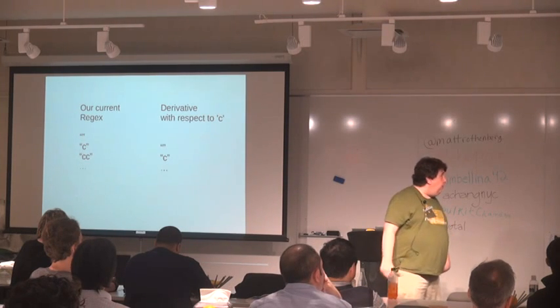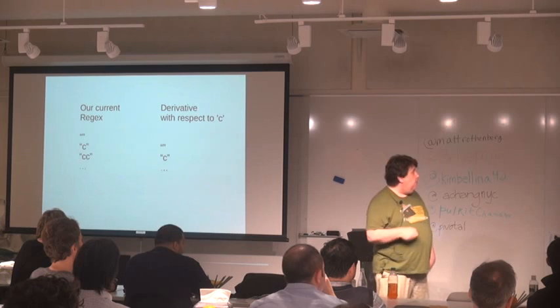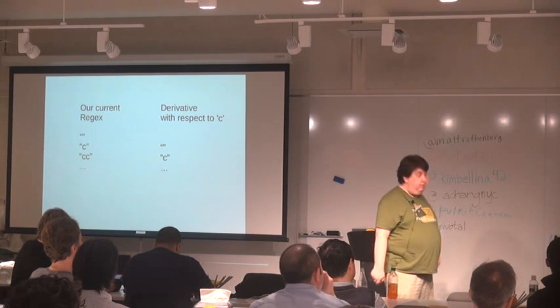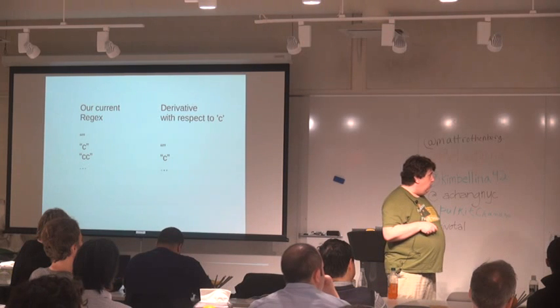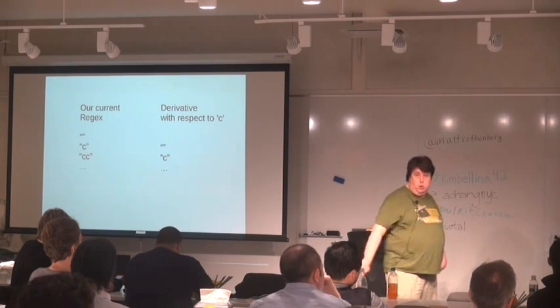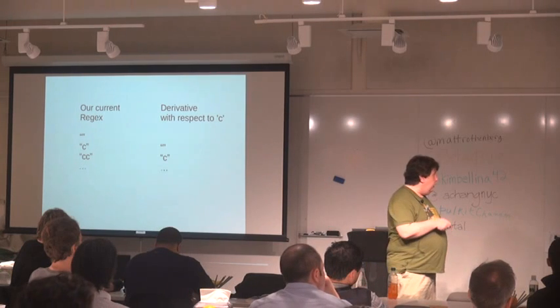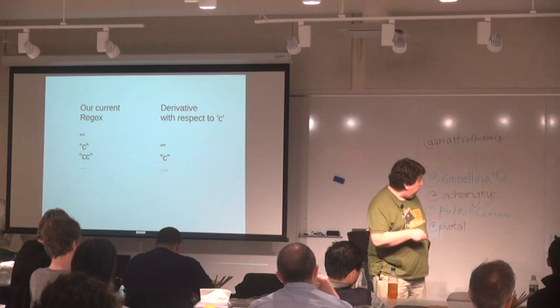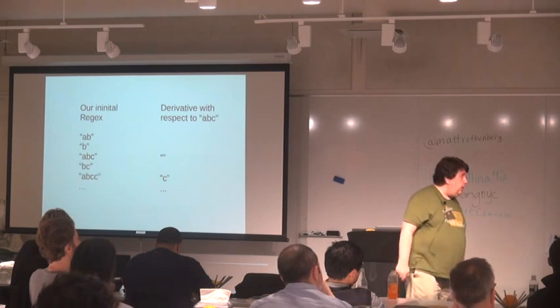And then we take the derivative again with respect to C. Note the empty string doesn't start with the character C, so it gets left off. But again, we get an empty string when we take the derivative and remove C here. So again, we get the set: the empty string, C, CC, CCC, etc. Exactly what you think it is.